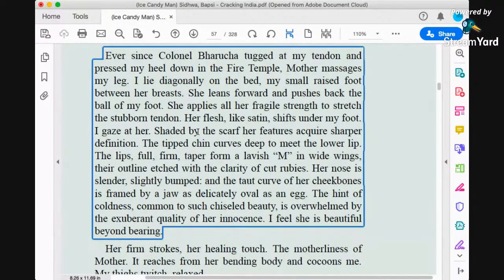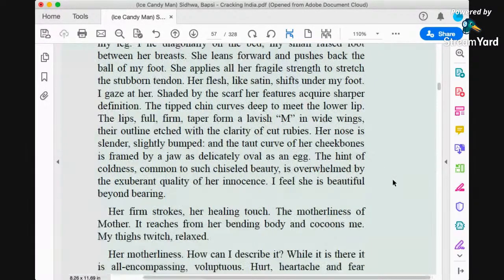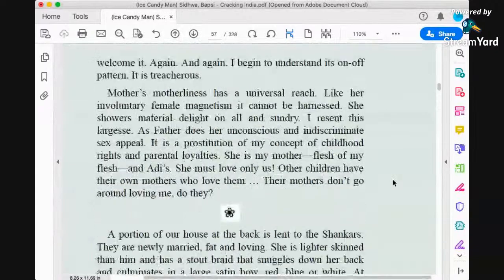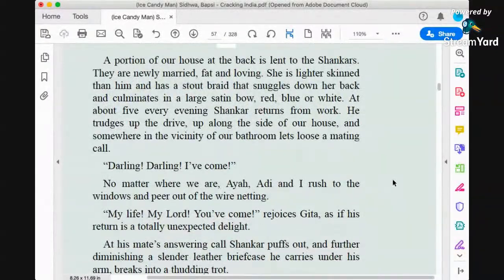So you can take these lines to use in Lenny's characteristics as narrator, or you can also take these lines in order to describe the character of the mother of Lenny as well. So this is what we can say about this part of the chapter. This chapter 6 is very small. There's nothing important to be talked about in this chapter.